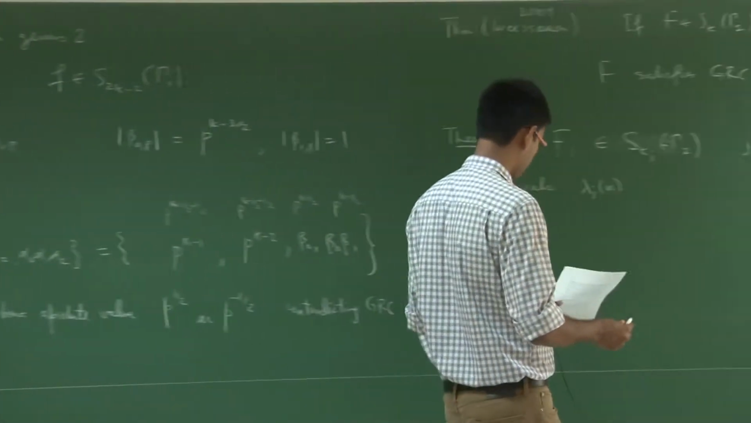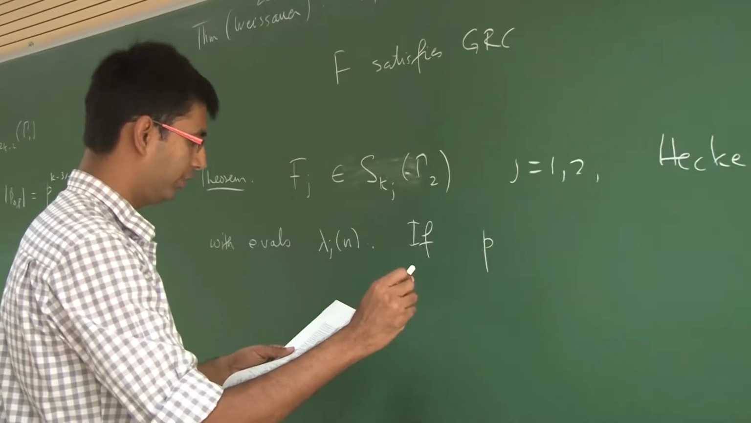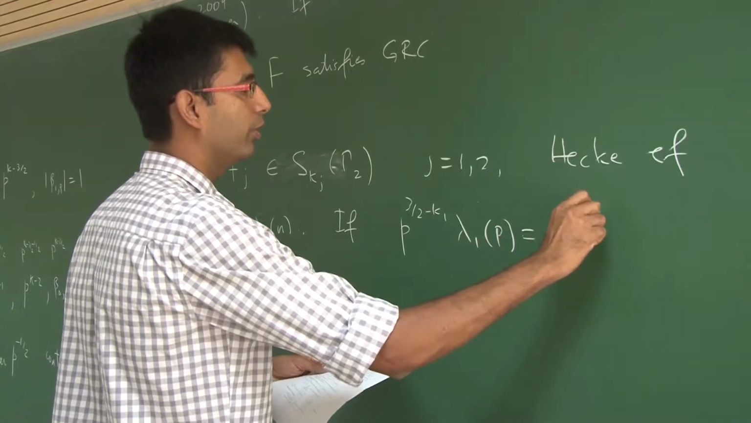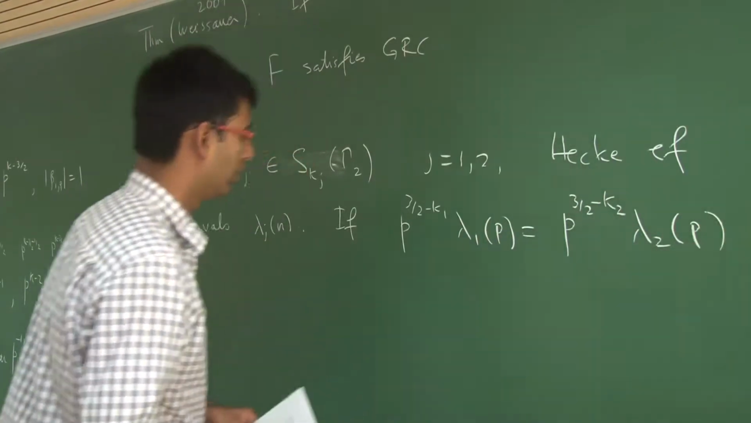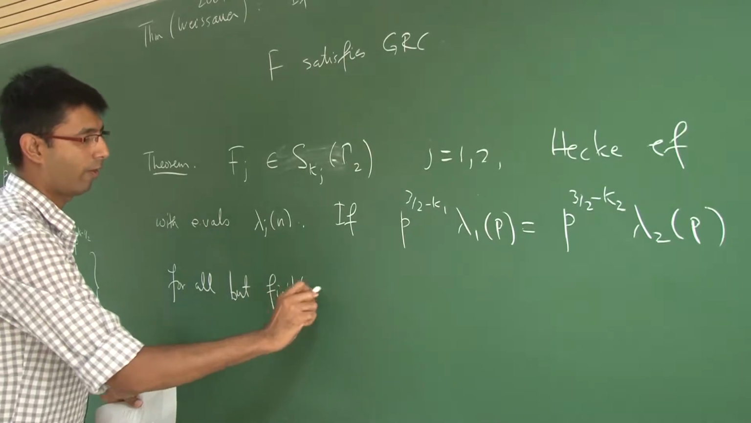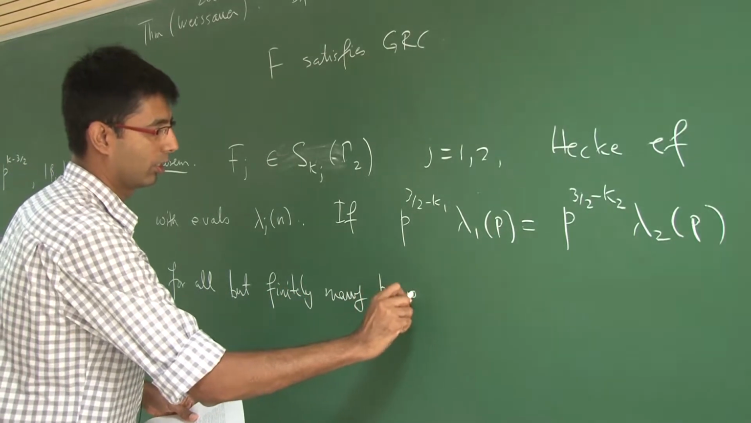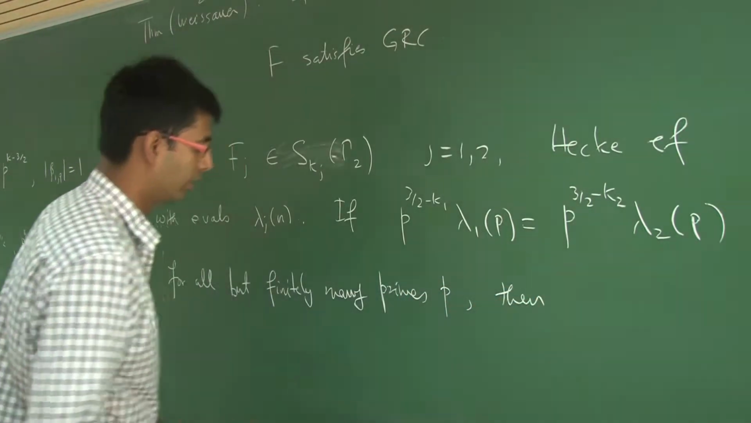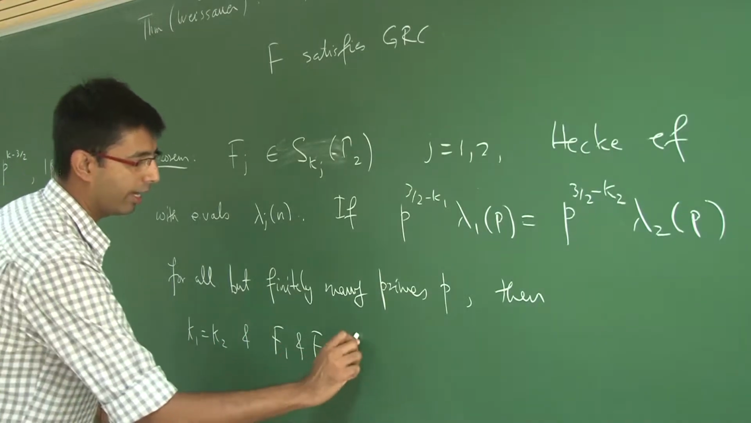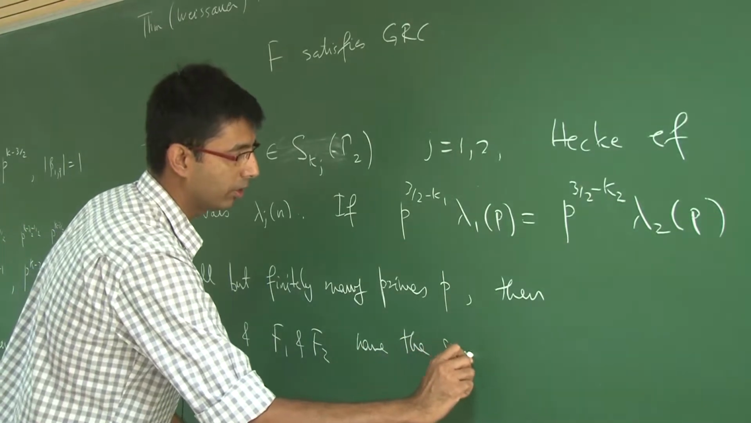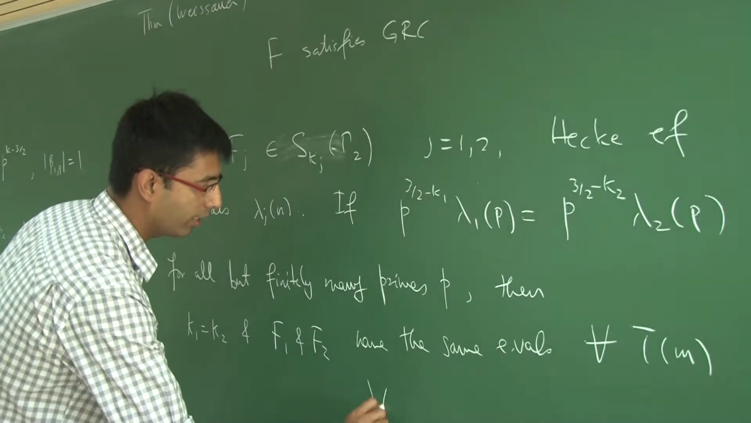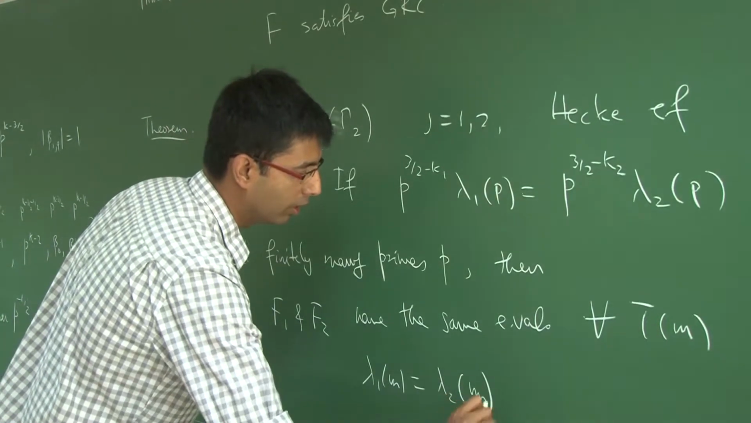But now what I am going to write down is the following. If p to the 3/2 minus k1 lambda 1 p equals p to the 3/2 minus k2 lambda 2 p for all but finitely many primes p, then k1 equals k2 and f1 and f2 have the same eigenvalues for all Tm. So, lambda 1 m equals lambda 2 m for all m.